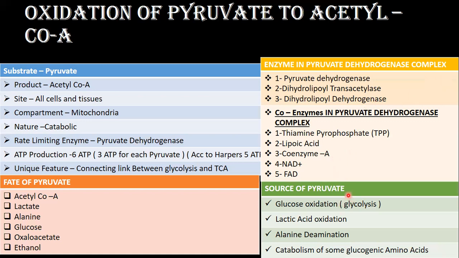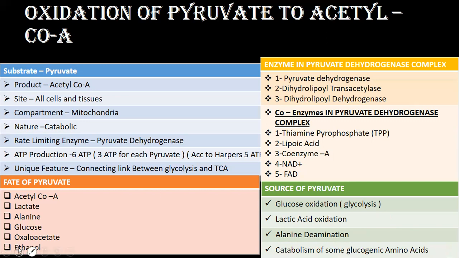Then we come to the sources of pyruvate or pyruvic acid, and it is very easy. That is glucose oxidation by the process of glycolysis, then lactic acid oxidation, then alanine deamination, and the catabolism of some glucogenic amino acids, that is glycine, serine, etc. We see these when we talk about amino acid metabolism. Till now you need to know catabolism, again I'm saying, that from small molecules you are making a big molecule.